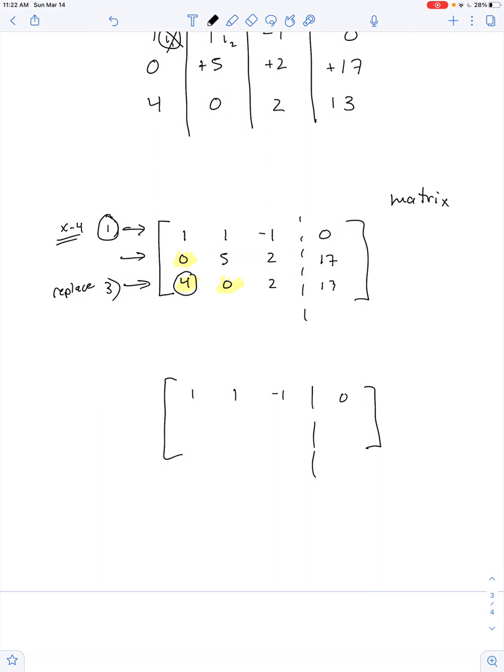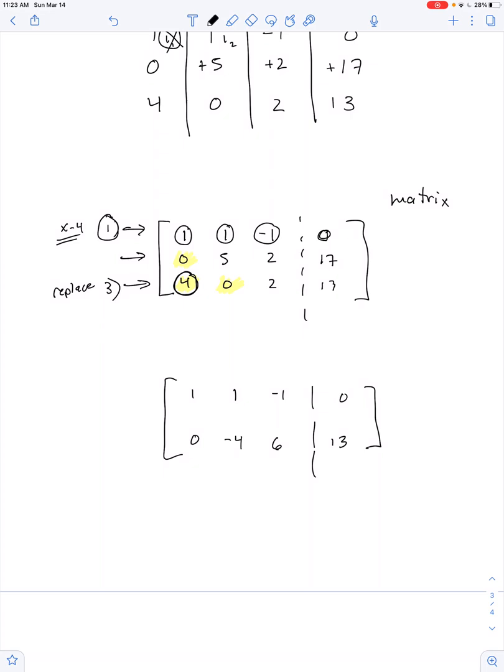So negative 4 times 1 is negative 4. Negative 4 plus positive 4 is 0. Negative 4 times 1 is negative 4, plus 0 is negative 4. Negative 4 times negative 1 is positive 4. Positive 4 plus 2 is 6. Negative 4 times 0 is 0, and 0 plus 13 is 13.